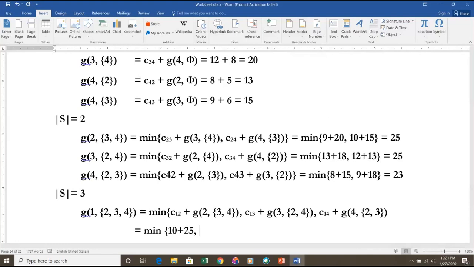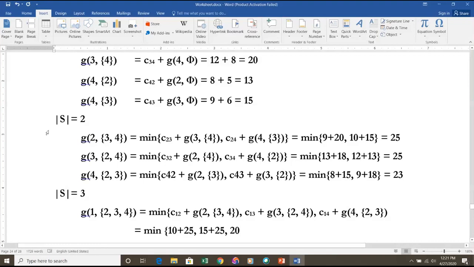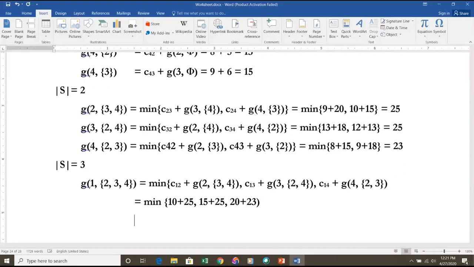C of 1 3 is 15 plus, what is G of 3 comma {2, 4}? It is here, it is 25. Comma, what is C of 1 4? It is 20 from that matrix, plus G of 4 comma {2, 3}, it is 23. What are the values? It is min of these, and the minimum is 35.